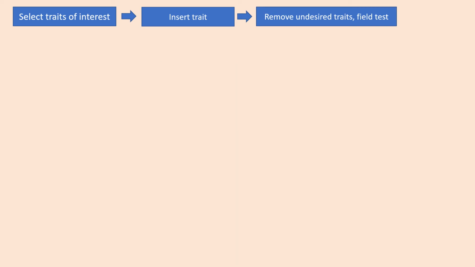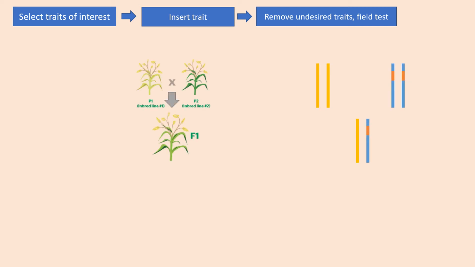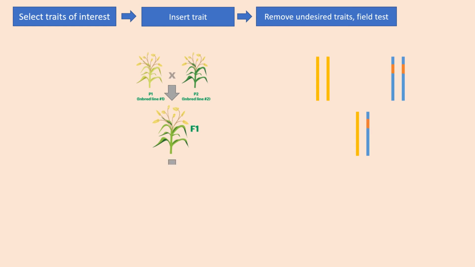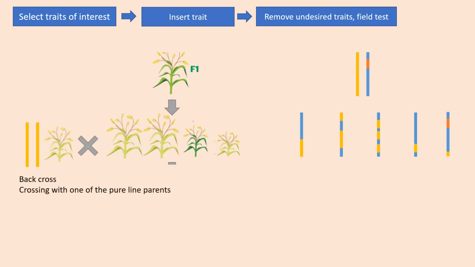In some species, self-pollination is not as efficient or sometimes even not possible. And to eliminate the undesired traits, we can instead proceed with back crosses. So after the initial cross between the pure parental lines to produce the F1 hybrid offspring, the F1 offspring is crossed with one of the parents, and here it will be the parent with high productivity.